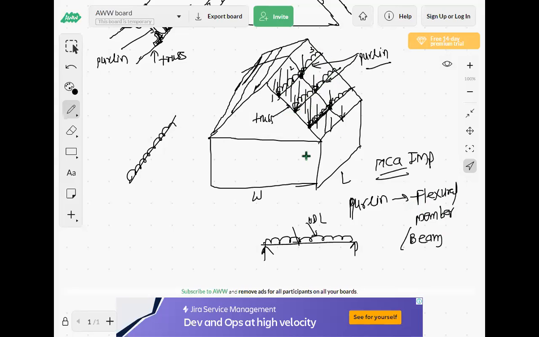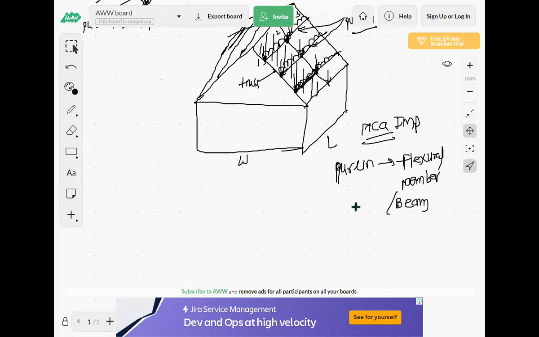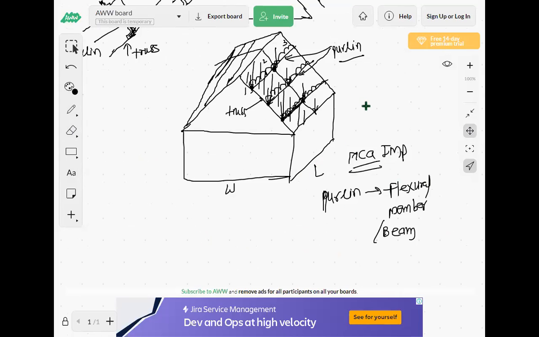Are you getting, everyone? So if you understood this sketch, then no problem. Okay, so now we will see the procedure. Everyone please draw the sketch. We have drawn, then we will move to the design procedure of the purlin.